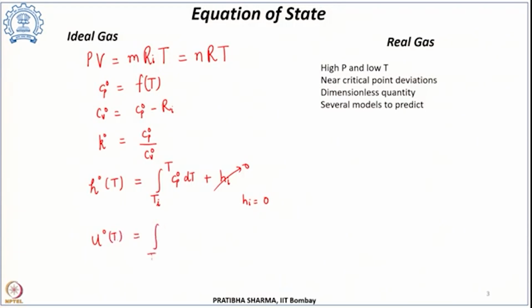Again, some reference temperature integrated between the limits of that reference temperature and temperature T, the isochoric specific heat, and some reference value of that specific internal energy. Now, this reference specific internal energy is given by the gas constant and that initial temperature. Considering ideal gas, we are able to explain many of the phenomena, many of the cases, and we can still explain those with very good accuracy.